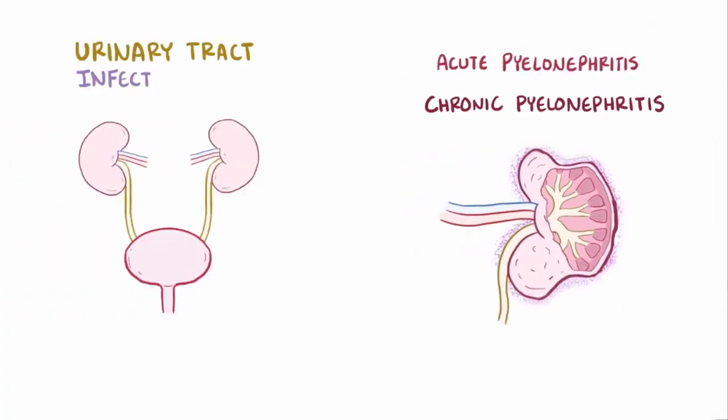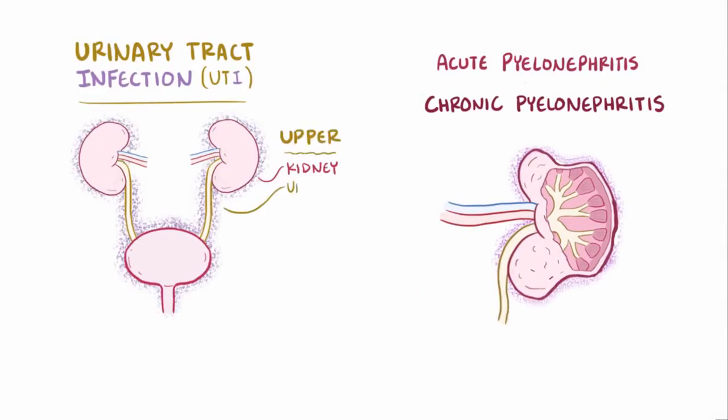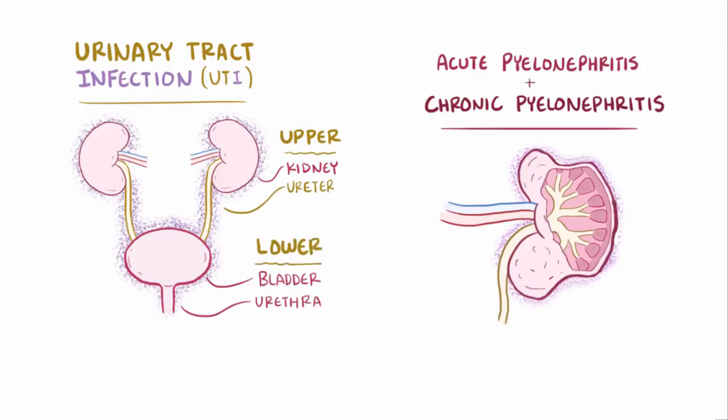Now, a urinary tract infection, or UTI, is any infection of the urinary tract, which includes the upper portion of the tract, the kidneys and the ureters, and the lower portion of the tract, the bladder and the urethra. So acute and chronic pyelonephritis are types of upper urinary tract infections.